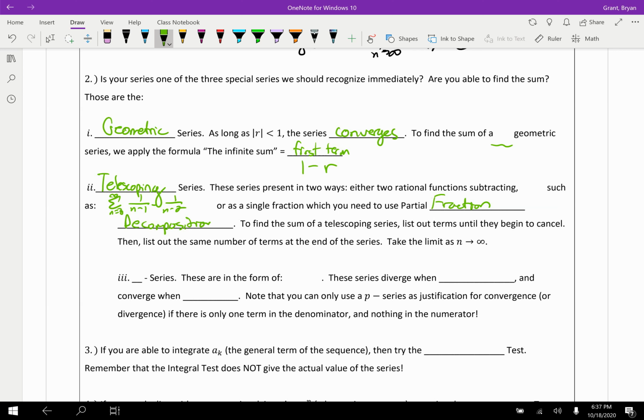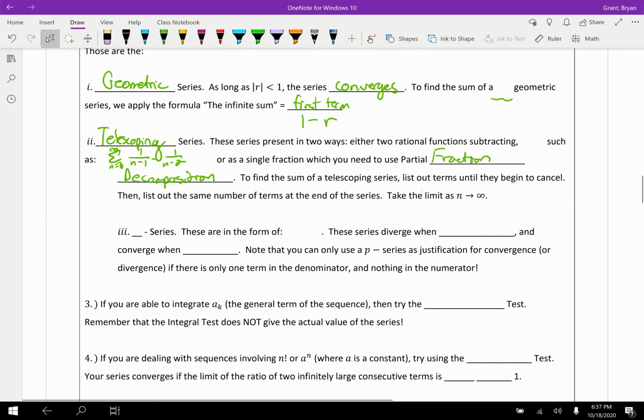decomposition to find the sum. Right? Now, to actually find the sum, you list out the terms until they start to cancel out. Right? You should see a pattern pretty quickly. And then don't forget to list out the same number of terms at the end of the series. Those will still have n in them because they're infinitely large. And then you take the limit as n goes to infinity.